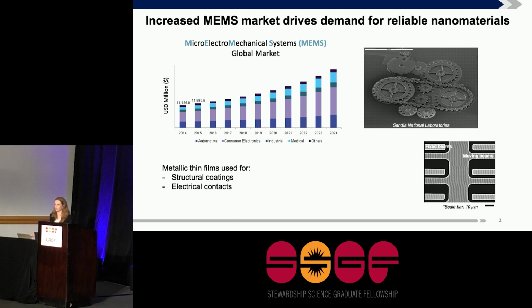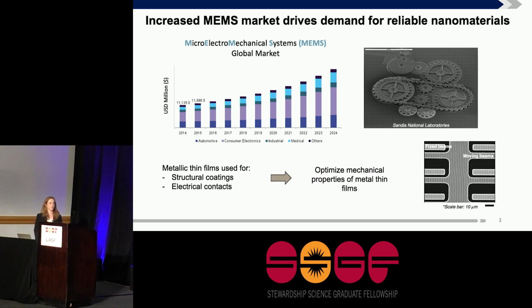So why do we care about how metal thin films behave? Well, they're used across many different microelectronics or microelectromechanical systems, or MEMS devices. Basically, these are tiny sensors that are used across a wide range of industries. And as you can imagine, technology is getting smarter, faster, smaller, and so we need better and more reliable nanomaterials. Specifically, metal thin films are used as structural coatings or electrical contacts in these devices. And through the operation of the devices, these metal thin films are subject to stresses and strains and fatigue, which can ultimately lead to failure.